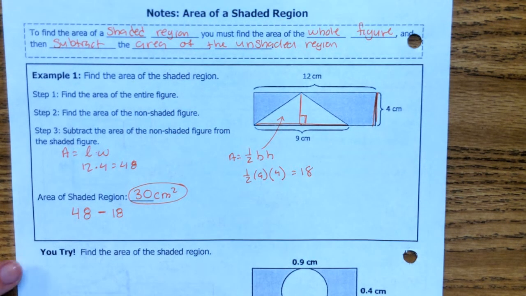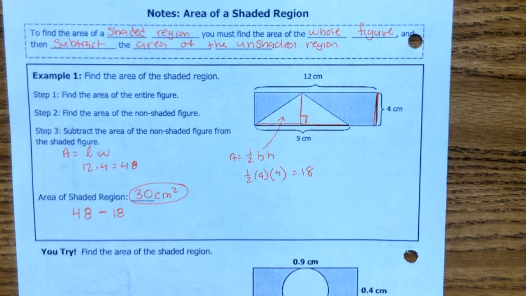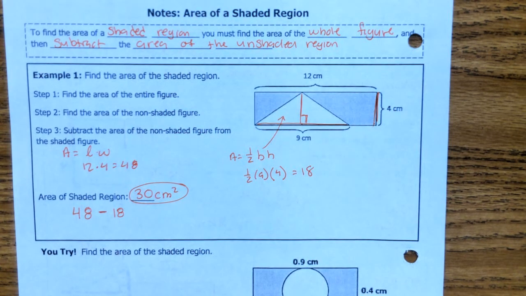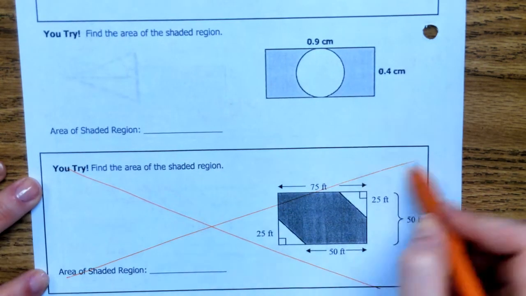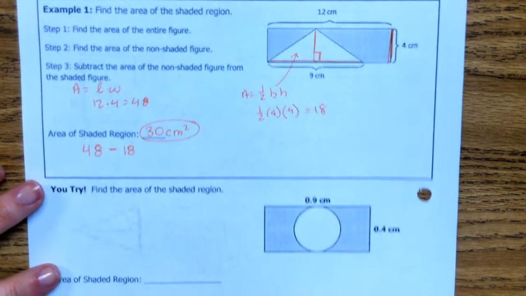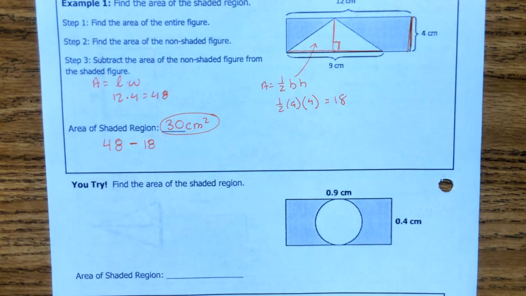You guys try the two on the bottom. One is a rectangle with a circle removed. You have to find the diameter and then use that to find the radius. And then skip this one because you can't assume that those triangles are equilateral or isosceles.